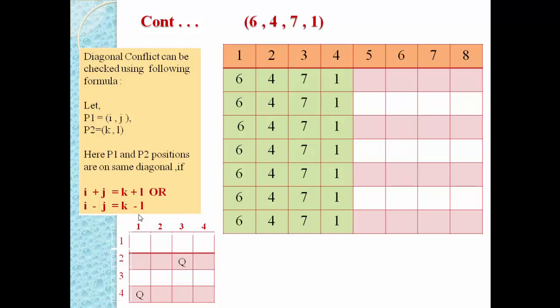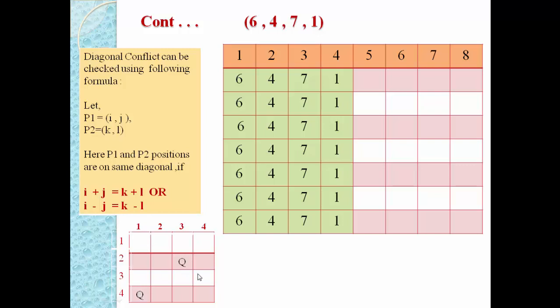So every time we need to check this condition before placing this queen on our chessboard. Just take one example. Suppose our first queen is available on second row, third column, so i is equal to 2 and j is equal to 3, and our second queen is available on fourth row, first column. For example, here the value of k is equal to 4 and l is equal to 1, or we can say the value of row is equal to 4 and column is equal to 1.